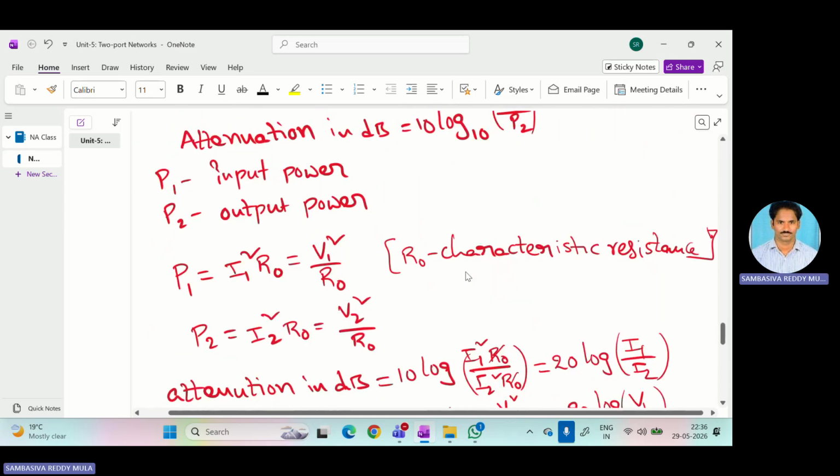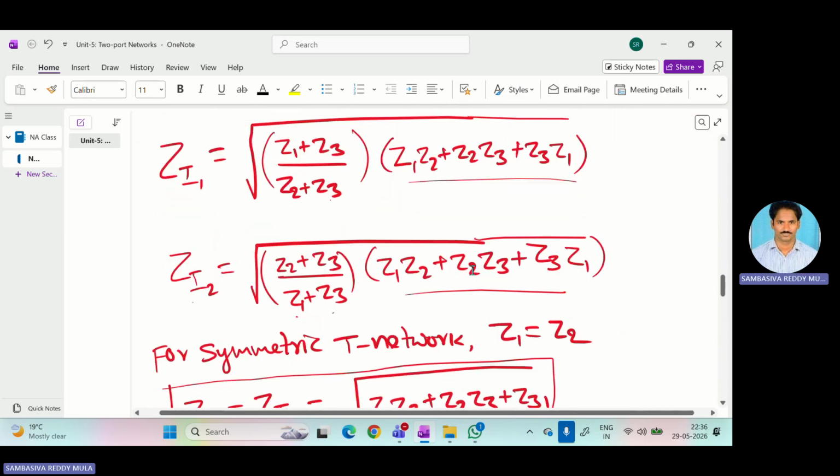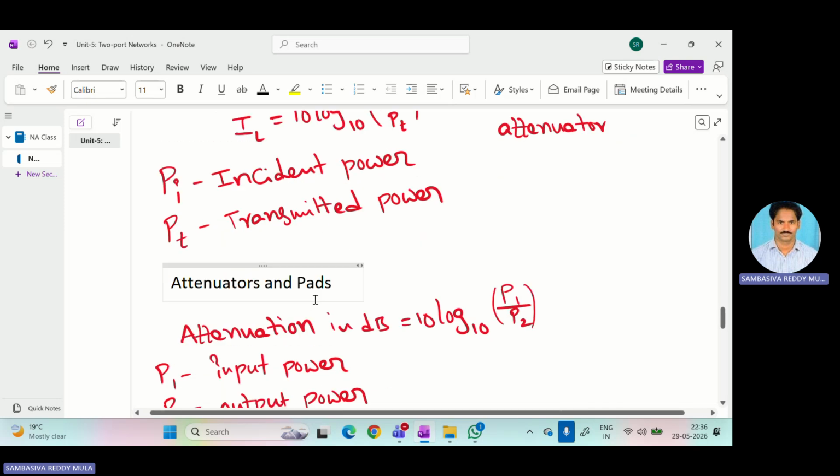So that's it for today. In the next class, we will see types of attenuators. There are lattice attenuators and different types of attenuators we will see in the next class.